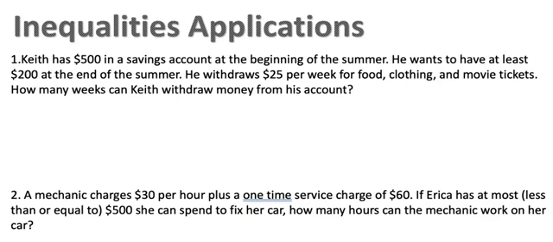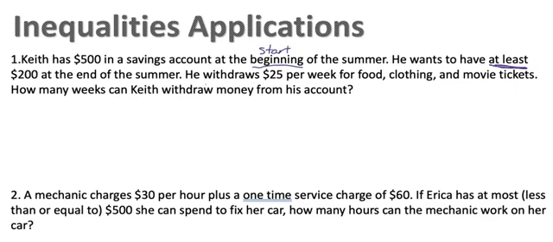It says Keith has $500 in his savings account at the beginning of summer. Now the word beginning is sort of important there. If I think about beginning, that's our start, right? So he starts with $500. He wants to have at least, that's important, at least $200 at the end of summer. So we want to begin with 500. We want to have at least 200 when we get to the end of summer.